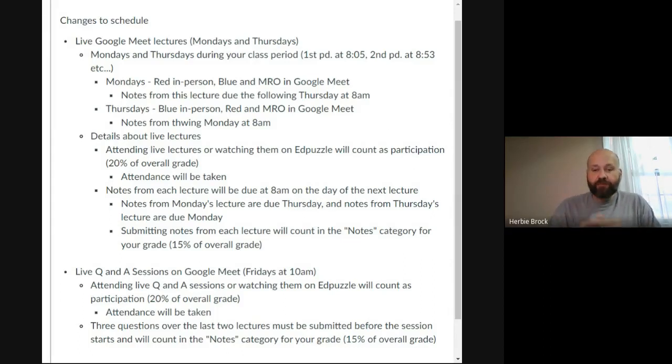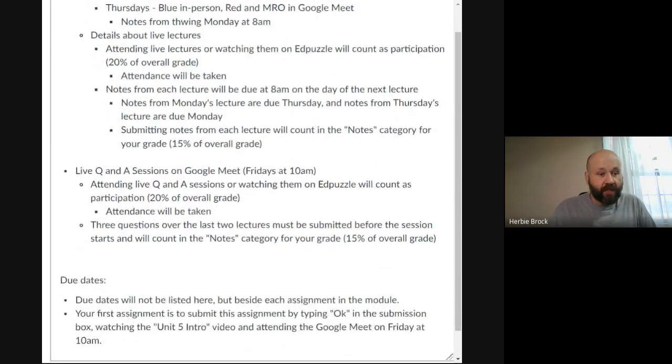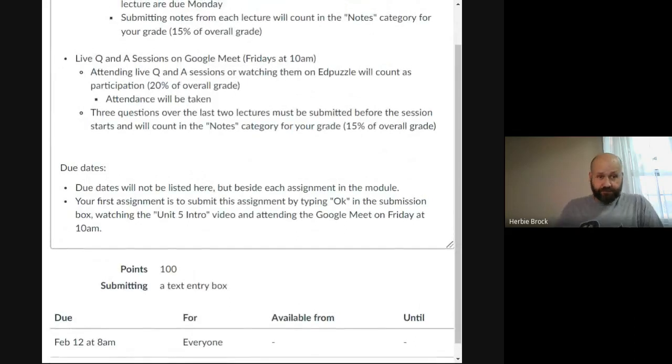Notes from that lecture are due the next class time we meet. So if we do a lecture on Monday, those notes are due Thursday at 8 a.m. If we do a lecture on Thursday, those notes are due Monday at 8 a.m. I try to make it really simple. Those notes go into a category that is 15% of your overall grade, like I showed just a moment ago. And so that's Monday and Thursday, that's class.